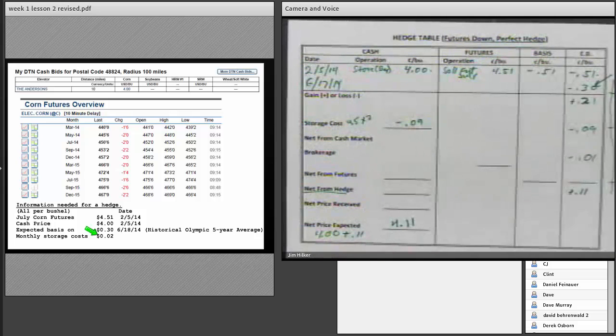I mean 361. This is an expected basis. $4. We think it's going to be... Let's say we hedged though. If we sold July futures, within 5 or 10 how do we get out of minus 30? Remember what selling a futures contract is? It's a promise to deliver. You can have a perfect hedge.